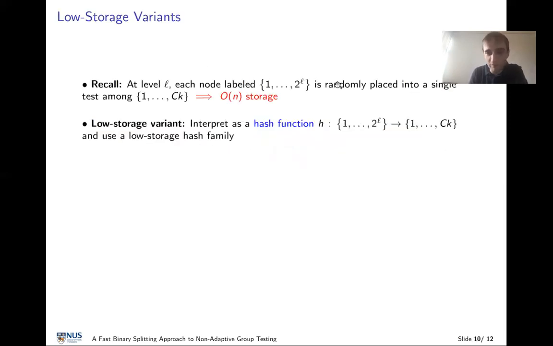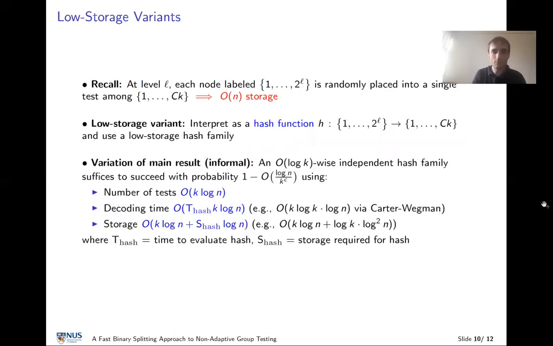Okay, so previously we were saying just randomly place into a single test uniformly at random independently. But we can do this in a low storage way by just using a hash function and use our favorite low storage hash family. And with that, we get a similar main result. We show that basically order log k wise independence is enough. So you definitely don't have to have full independence. We believe possibly you could even get down to order 1 wise independence, but we haven't been able to prove that. We've only been able to prove order log wise. And then number of tests stays optimal, k log n.